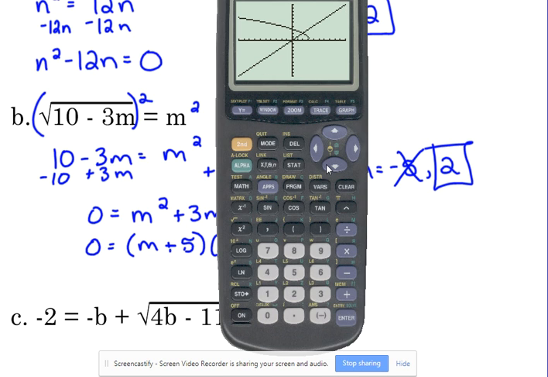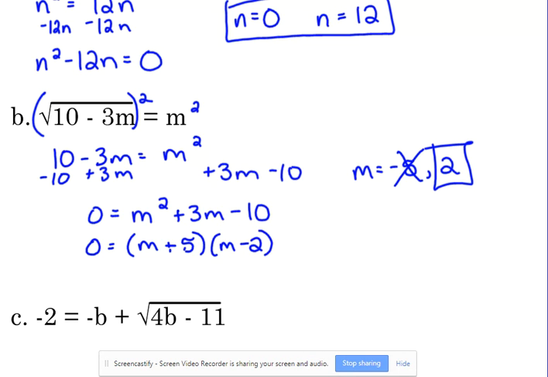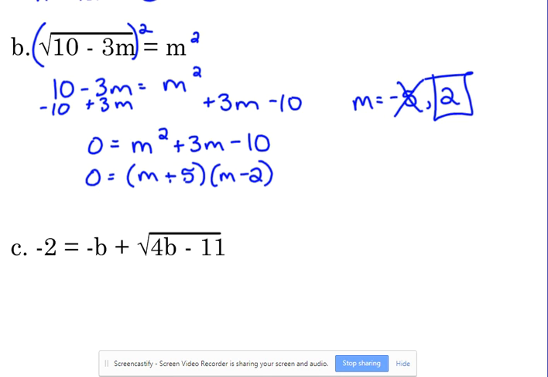And so you can clearly see that these only intersect in one place. They don't intersect in 2 places. Okay, so just keep that in mind. You can always solve by graphing or check by graphing.